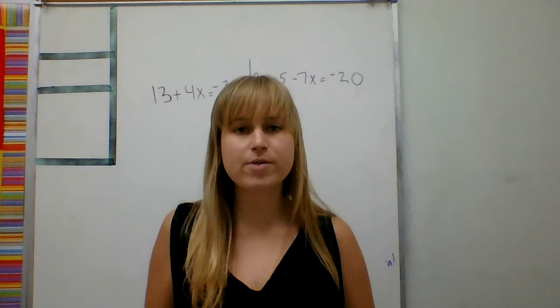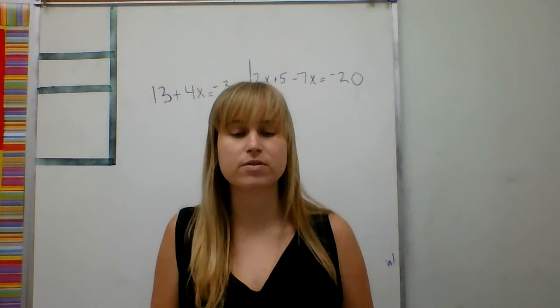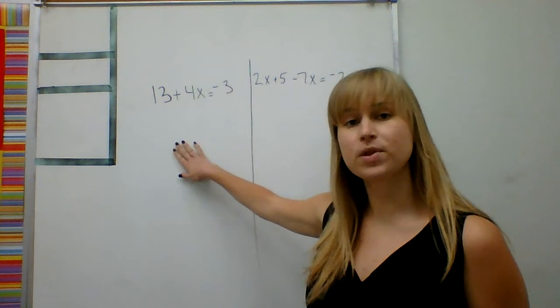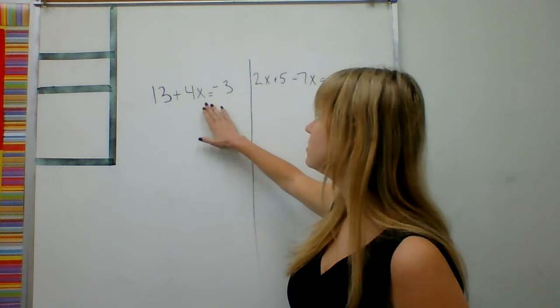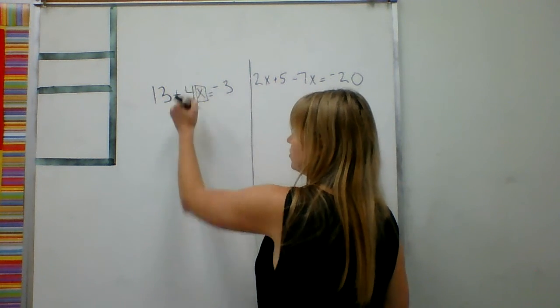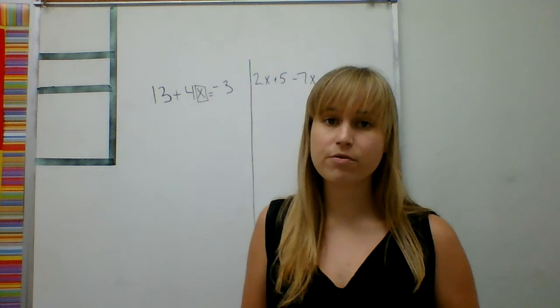Hi, 7th grade. Today we are going to solve multi-step equations to find the missing variable. Let's take a look at example 1. 13 plus 4x is equal to negative 3. Now, the goal of solving equations is always to get our variable by itself.